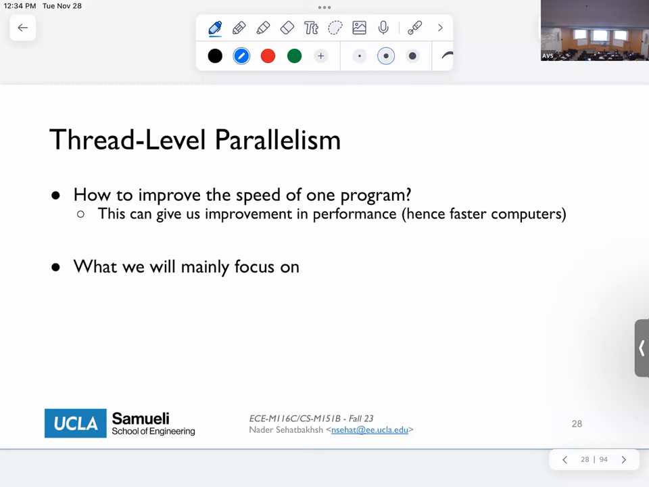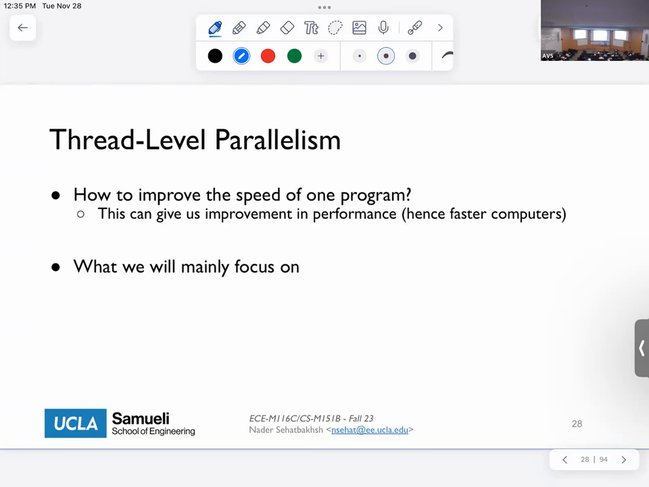So how do I actually improve one program? Because when we were talking about performance, if you remember back in the day, we said that we are interested in the CPU time of one application. We are not interested in CPU time of four applications. We want to make one application much, much faster, okay? So how can multicore help us with that? That's the question that I want to answer in this lecture.